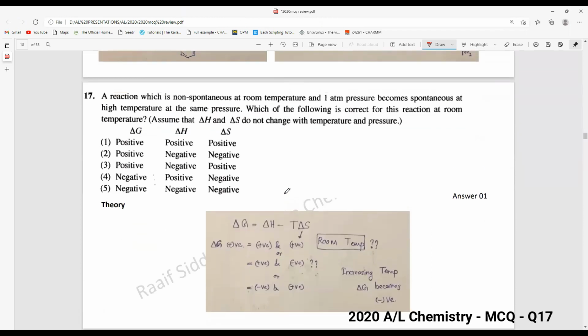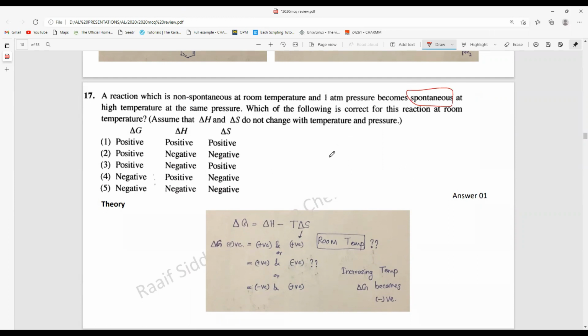Right, so let's move on to question number 17. A reaction which is non-spontaneous at room temperature and 1 atm pressure becomes spontaneous at high temperature at the same pressure. So we already discussed this about temperature and different pressure conditions, where a reaction which is not spontaneous becomes spontaneous, or a spontaneous reaction becomes non-spontaneous.